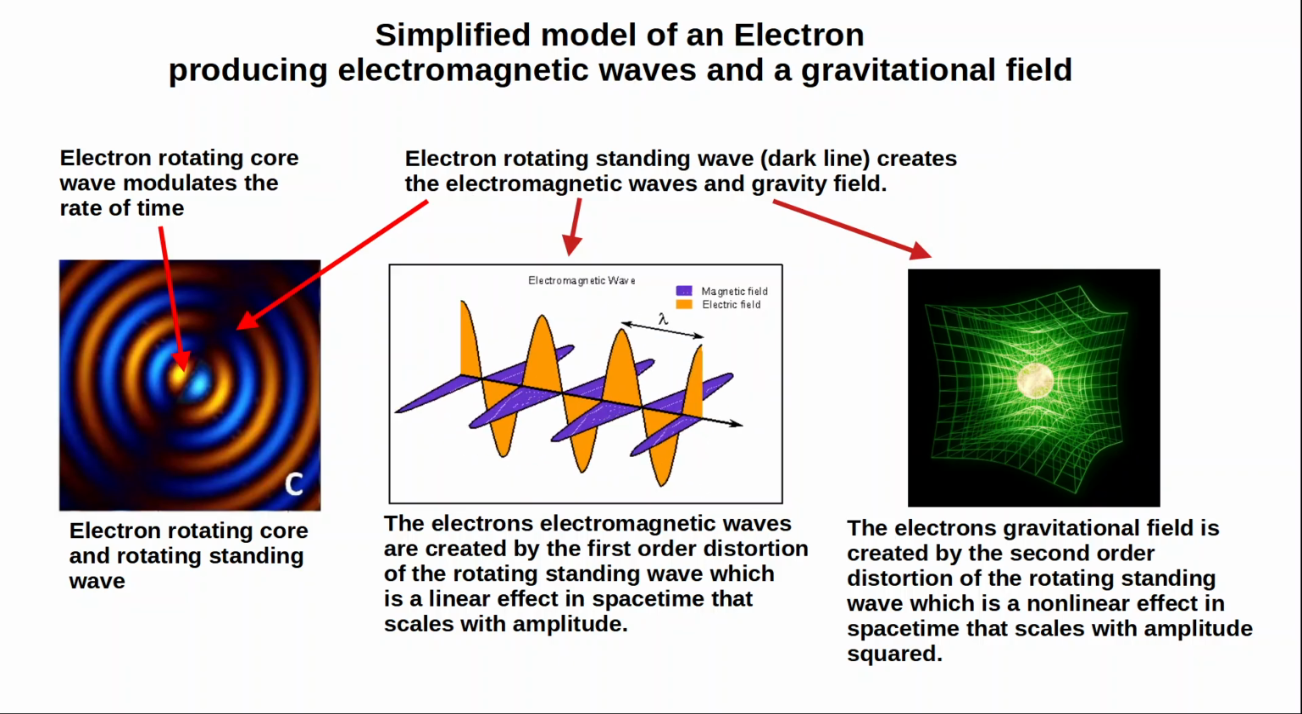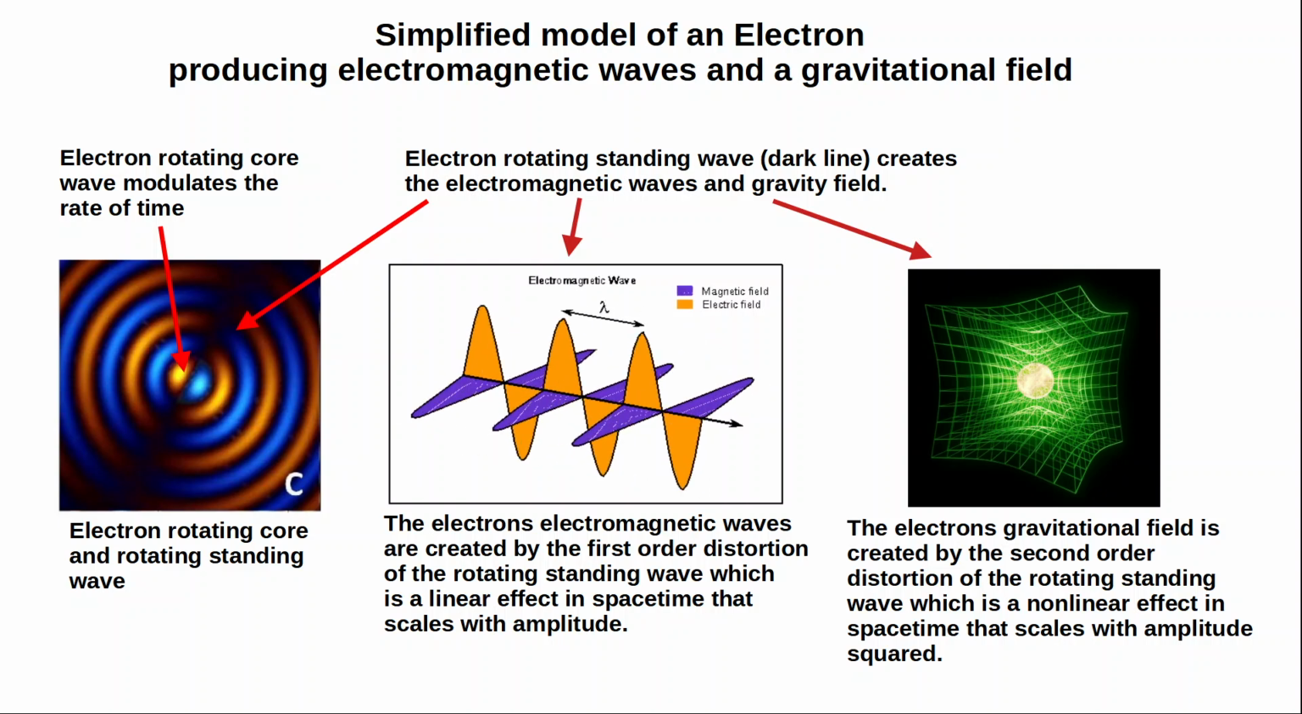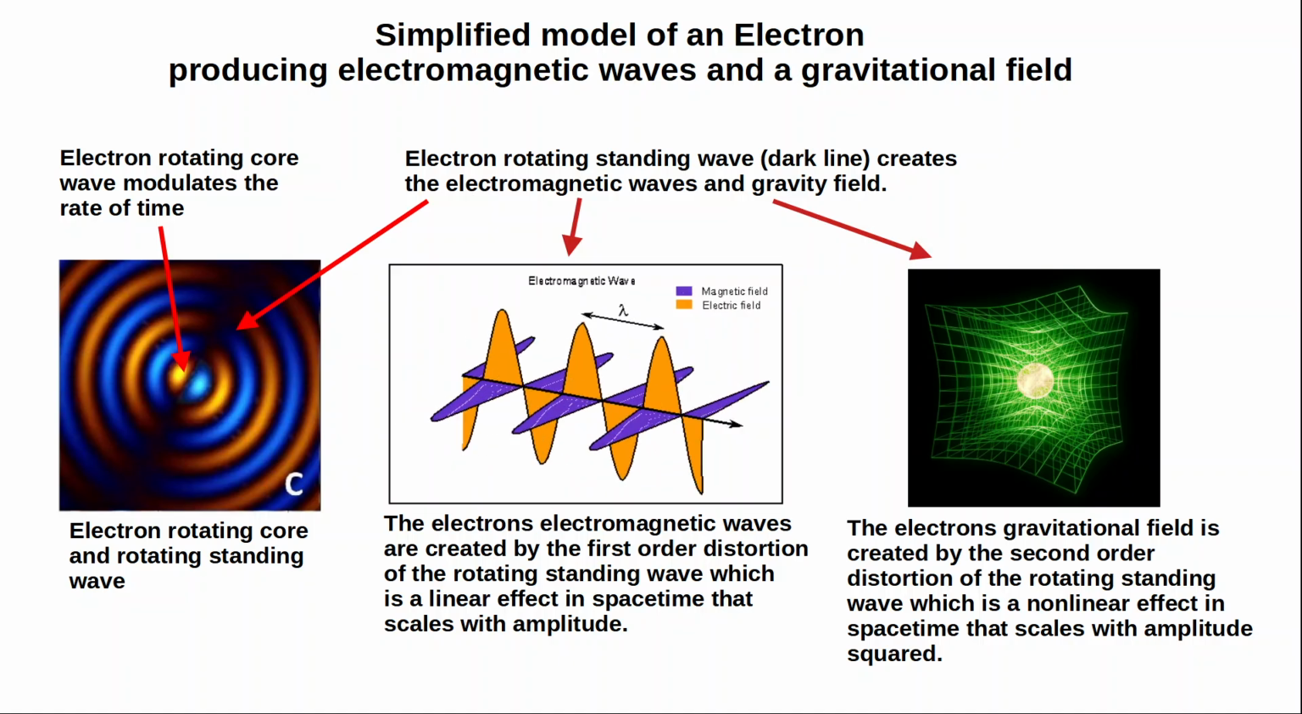Space-time interaction with the electron spinning core creates a rotating standing wave. The rotating standing wave creates electromagnetic waves from a primary distortion in space-time as a linear effect that scales with amplitude. And gravity is created by the second-order distortion in space-time as a nonlinear effect that scales with amplitude squared of the electrostatic field.